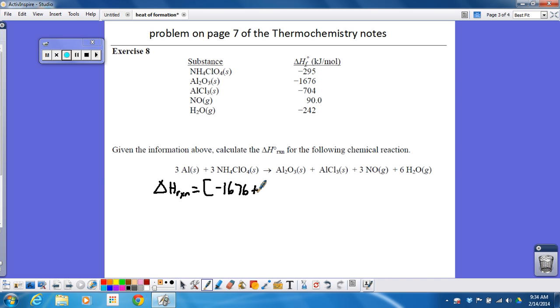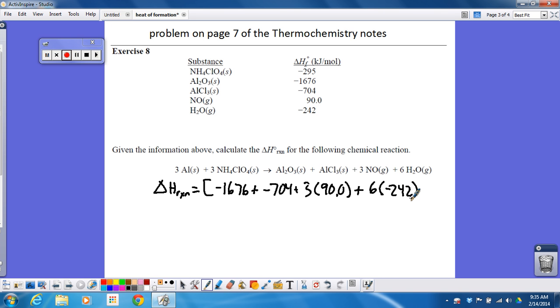1676. Plus, now I have aluminum chloride. Aluminum chloride is negative 704. Plus, I have nitrogen monoxide, but you'll notice there are 3 of them. Since this means there are 3 moles of nitrogen monoxide, and this table is for 1 mole, I need to multiply the heat of formation by that coefficient, which would be 90.0. Plus, now you notice H2O, there are 6 of them. So I take 6 times the heat of formation of water, excuse me, not oxygen.